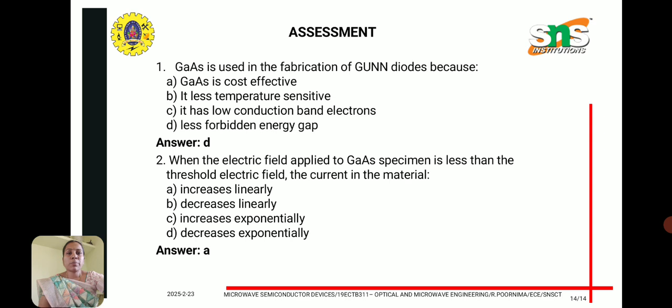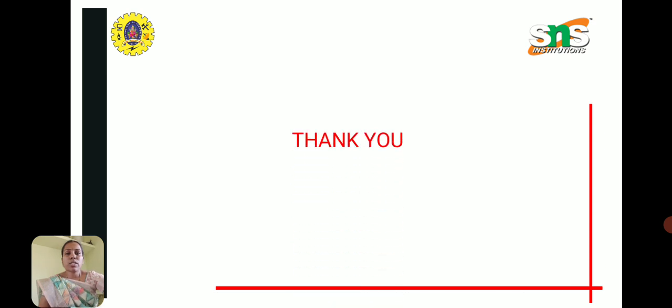Let's take the assessment. Gallium arsenide is used in the fabrication of Gunn diodes because it has a less forbidden energy gap. When the electric field applied to a gallium arsenide specimen is less than the threshold electric field, the current in the material increases linearly.